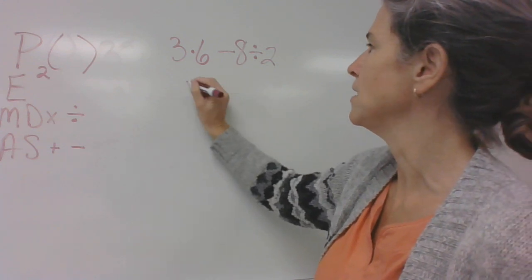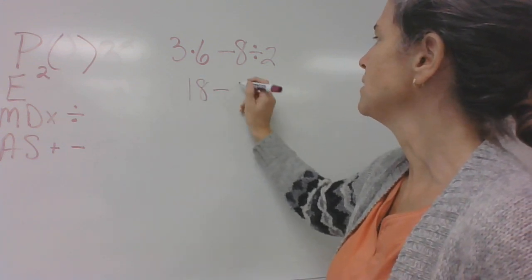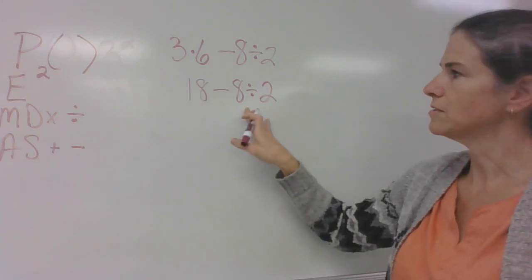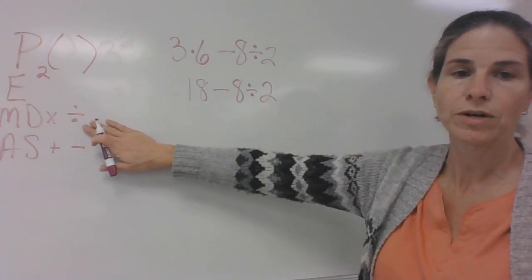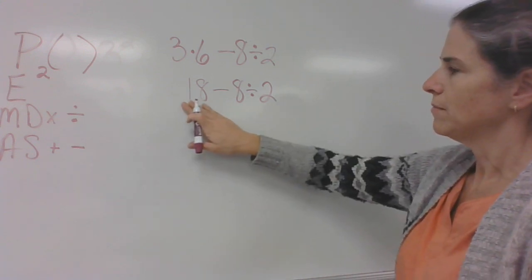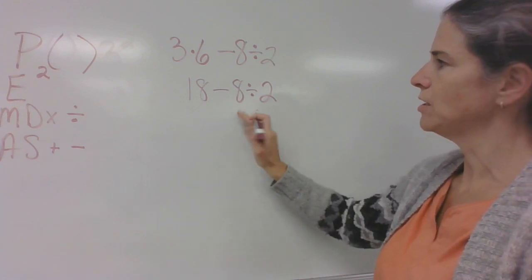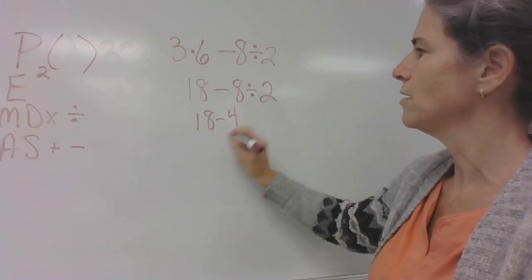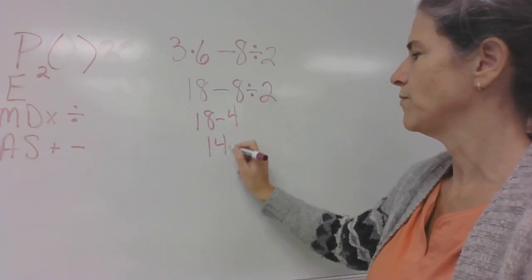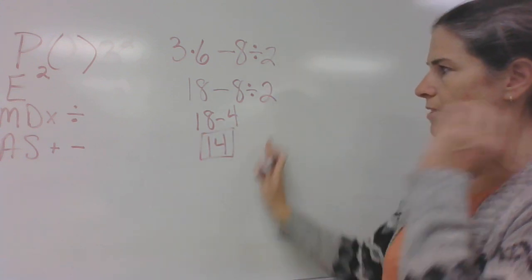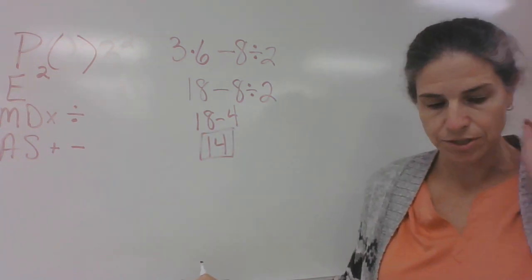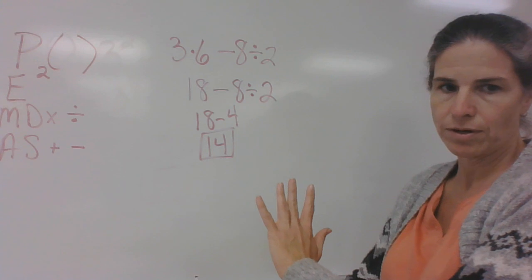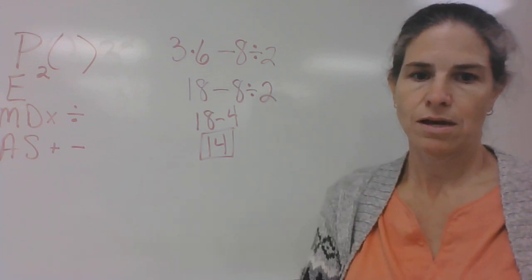3 times 6 is 18 minus 8 divided by 2. All right, so now I need to still do multiplication and division, whatever happens first from left to right. Multiplication, division, multiplication, here's some division. So I'll have 18 minus 8 divided by 2 is 4. 18 minus 4 is 14. This is my work. That's what I should get a picture of from you. I'm going to pause it again, erase my board, and we're going to do 2 more problems, and then we'll stop with this review.